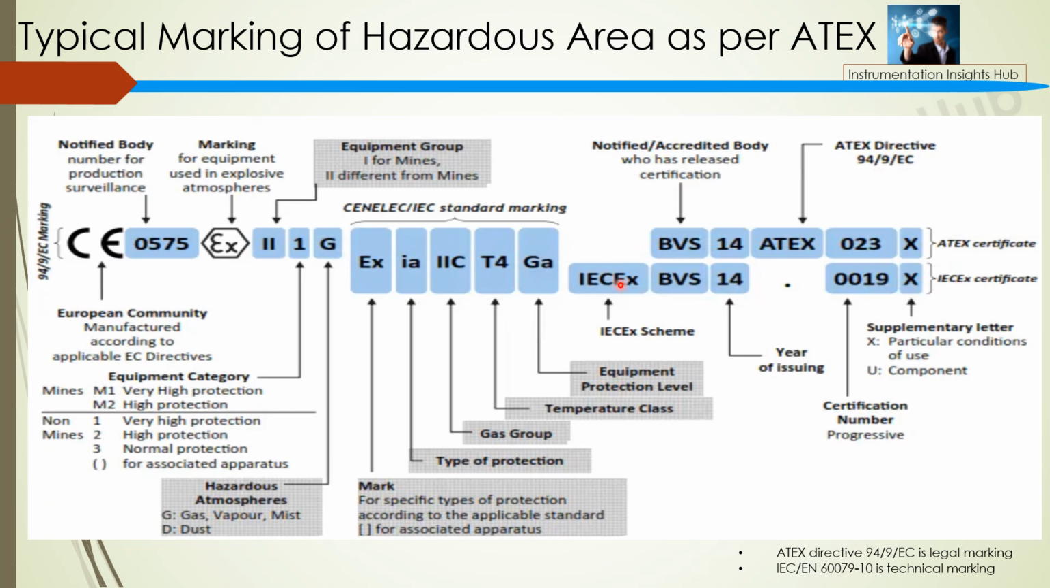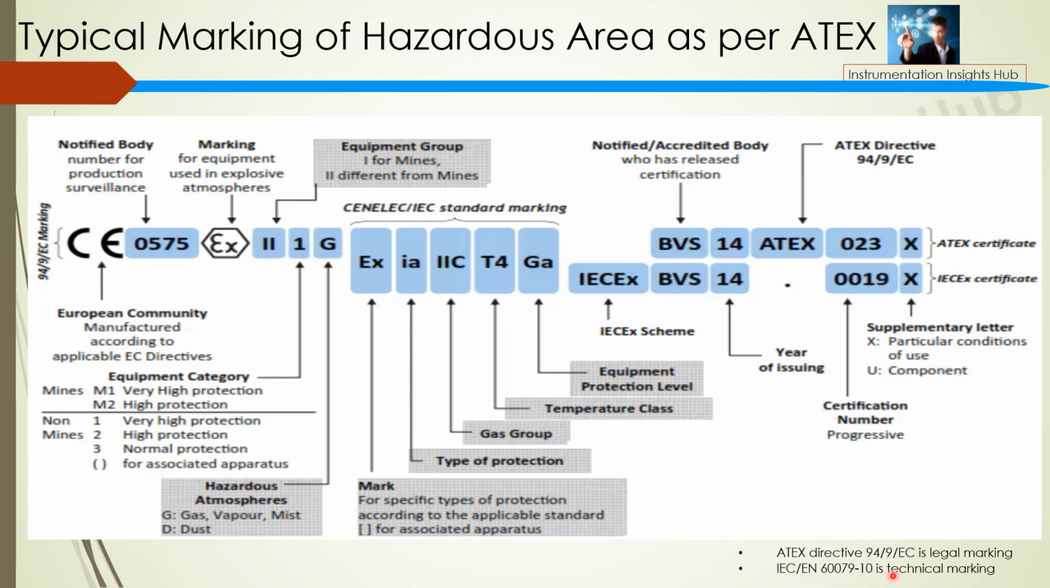Coming to the IEC standard, IECEx further gives some numbers and markings. So if you have an IEC marking, it is the IECEx scheme. After that, this is the ATEX number, this is the ATEX marking, and this is the IEC marking. IECEx BBS 14 is the year of issuing, ATEX is the directive being followed, and 0019 is the progressive certification number, and X is the particular condition of use or component, likewise, right?